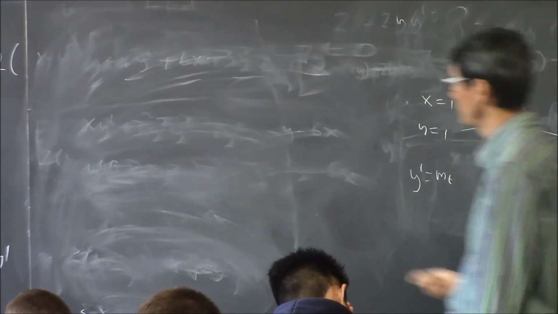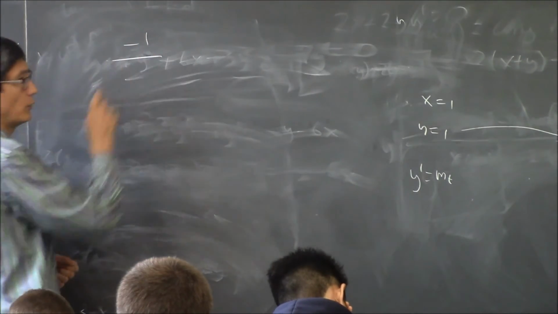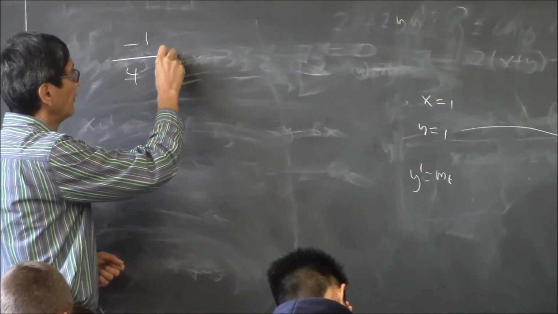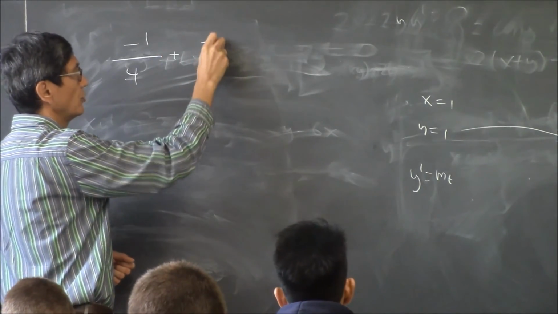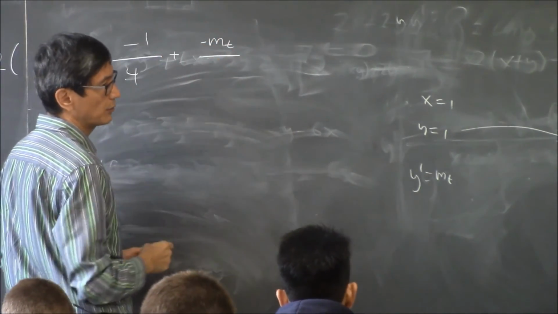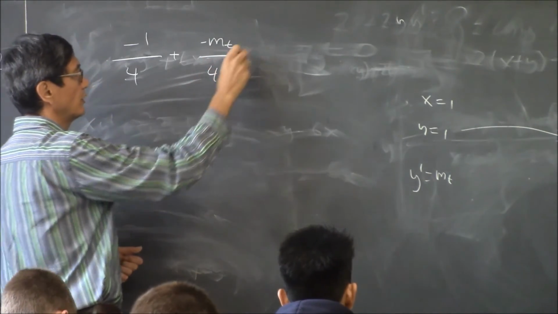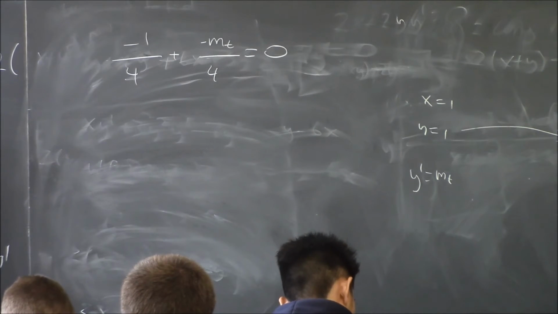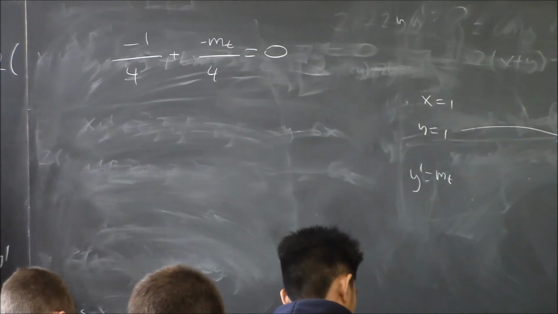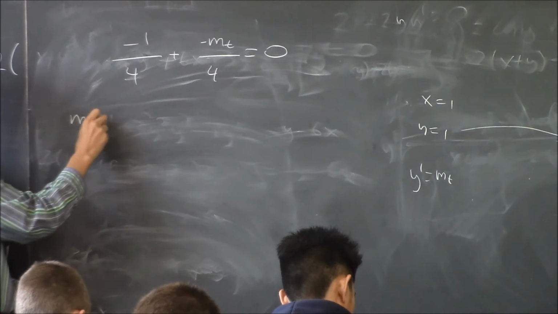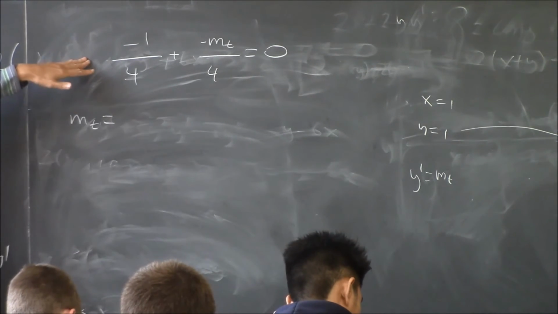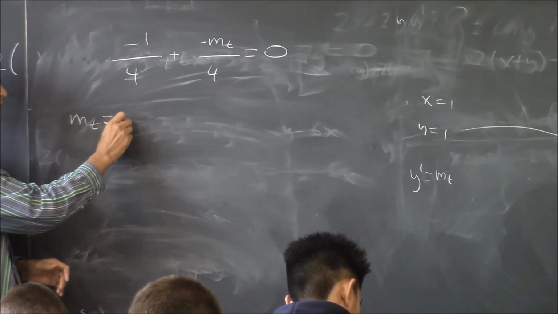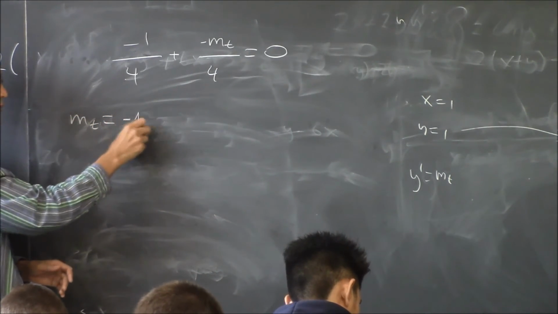So if I do that, I'm going to get negative 1 over (1 plus 1) squared, which is 2 squared, which is 4, so negative 1 quarter, plus negative slope of the tangent over (1 plus 1) squared, which is 4, equals 0. That expression is not difficult to solve for the slope of the tangent. Multiply by 4, so that the slope of the tangent is positive. I want to say negative, is that so?